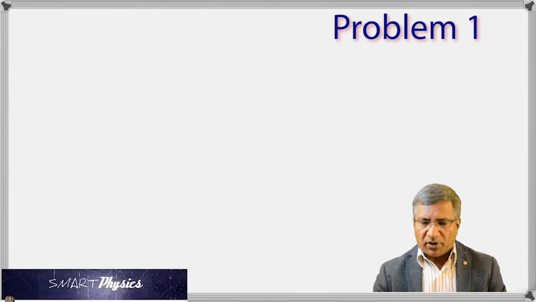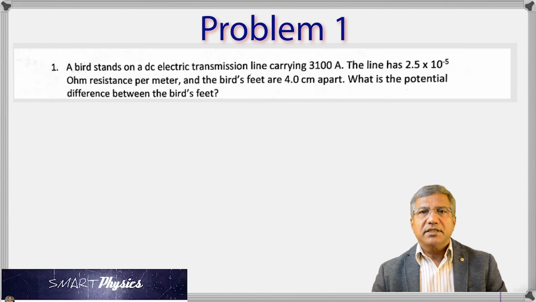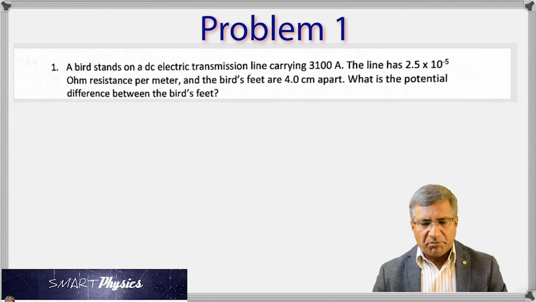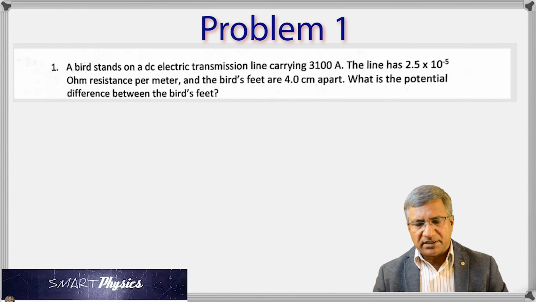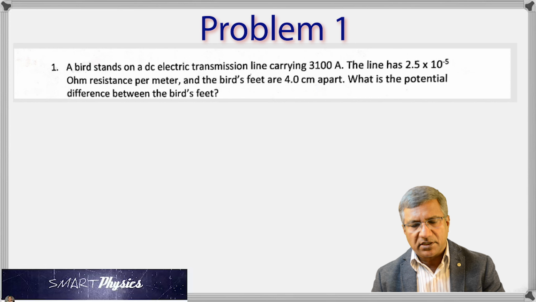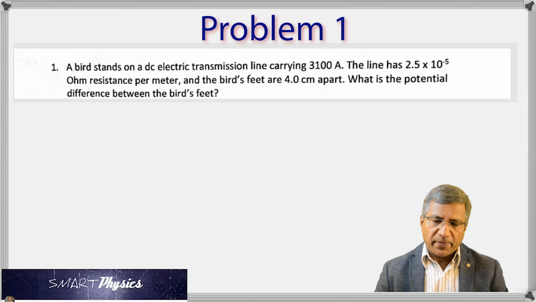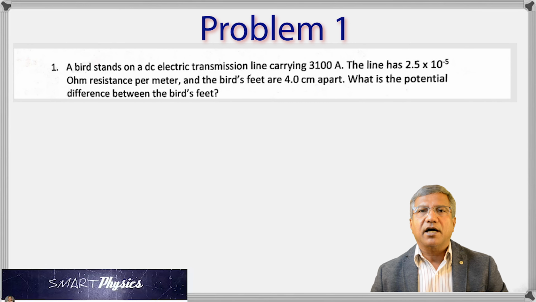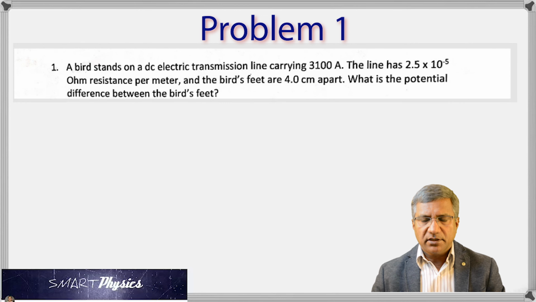So the first problem is a simple one that talks about a bird standing on a DC electric transmission line carrying 3100 ampere. The line has 2.5 times 10 to the negative 5 ohm resistance per meter, and the bird's feet are 4 centimeters apart. What is the potential difference between the bird's feet?